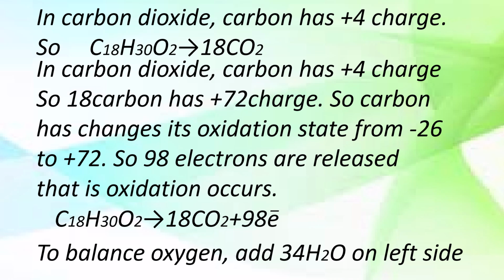So 18 carbon in linolenic acid, in carbon dioxide, there we will put 18 in front of carbon dioxide. So there are 18 carbon on left side, 18 carbon on right side. Since 98 electrons are released, oxidation occurs. So we will write C18H30O2 gives us 18 carbon dioxide plus 98 electrons. This is oxidation reaction.